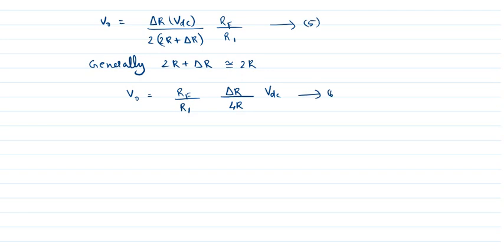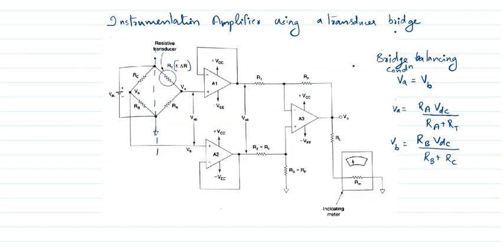Okay, so this final equation indicates that V0 is directly proportional to the change in the transducer resistance delta R. So we can indicate the changes in the transducer resistance on an indicating meter, or we can use a voltmeter or ammeter, any equipment. So we can see the changes here. Okay.